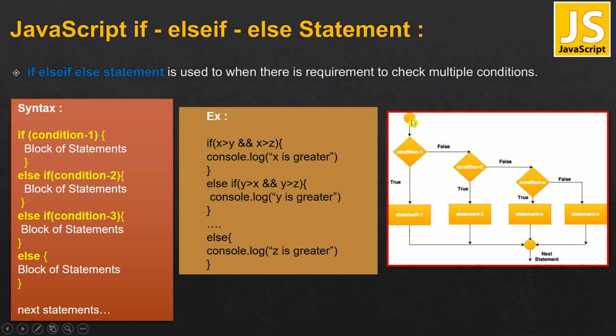Now, I have presented a flow chart for this, showing how the if else mechanism works. The control comes like this, and it evaluates the condition whether it is true or false. If the condition is true, it will execute statement 1. Statement 1 means its corresponding block of statements it will execute. Then the program control goes directly to the next statement.